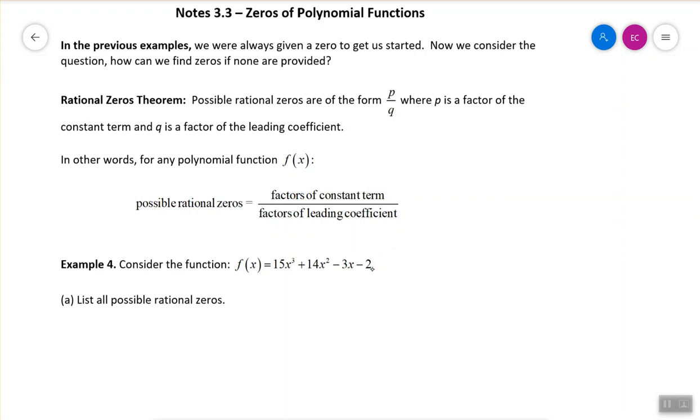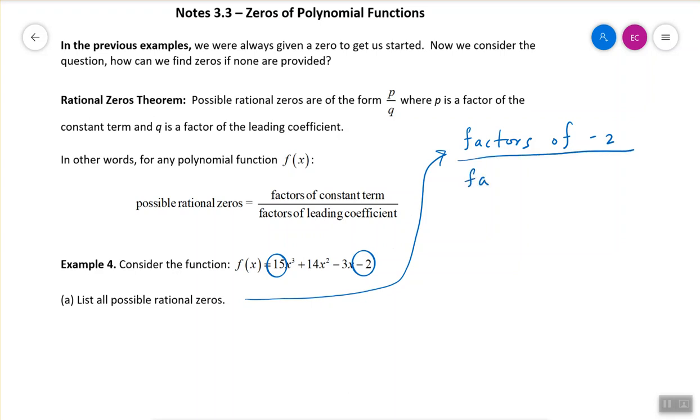So it's here at the end of the polynomial, and then the leading coefficient is up at the beginning. It's the 15. So the possible rational zeros have the form, here, let's work over here where we have a little more space. The possible rational zeros have the form factors of negative 2 divided by factors of 15.